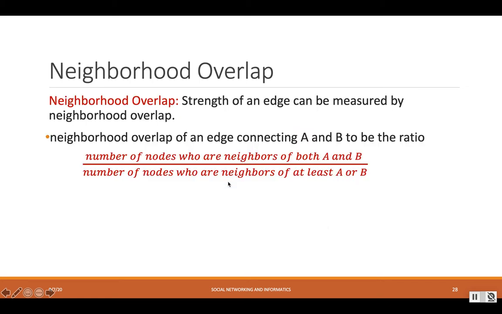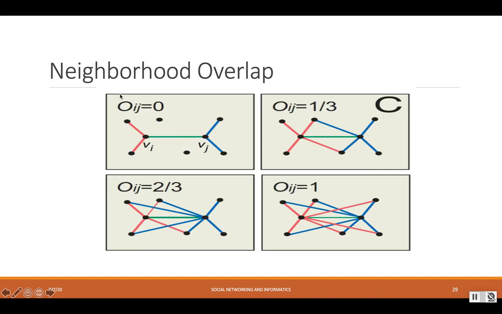Hello everyone. So here we are going to see another measure by which we can measure the strength of an edge. This idea is known as neighborhood overlap. The neighborhood overlap of an edge connecting two nodes A and B is the ratio of the number of nodes who are neighbors of both A and B to the number of nodes who are neighbors of at least A or B. Okay, so let's see a couple of examples.